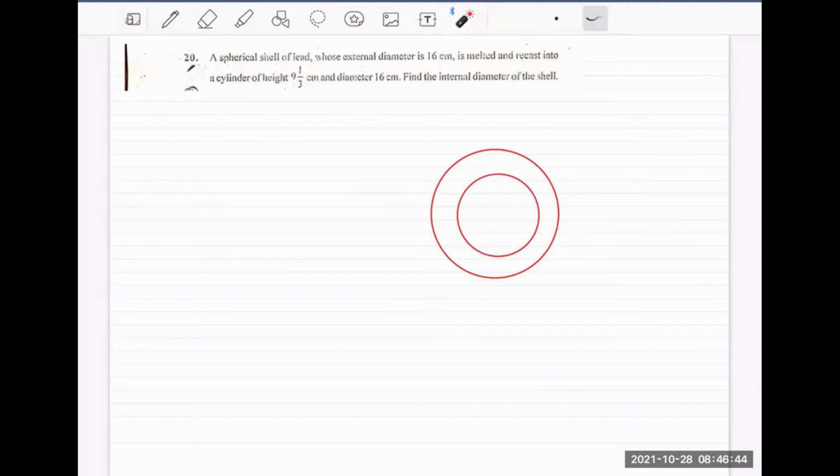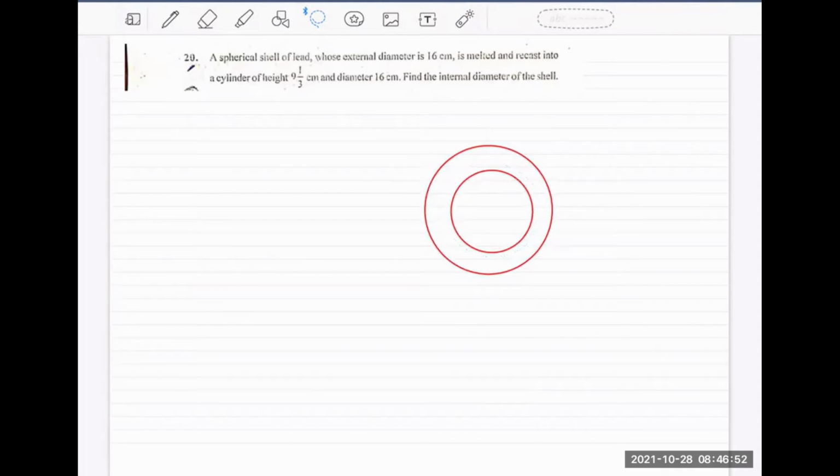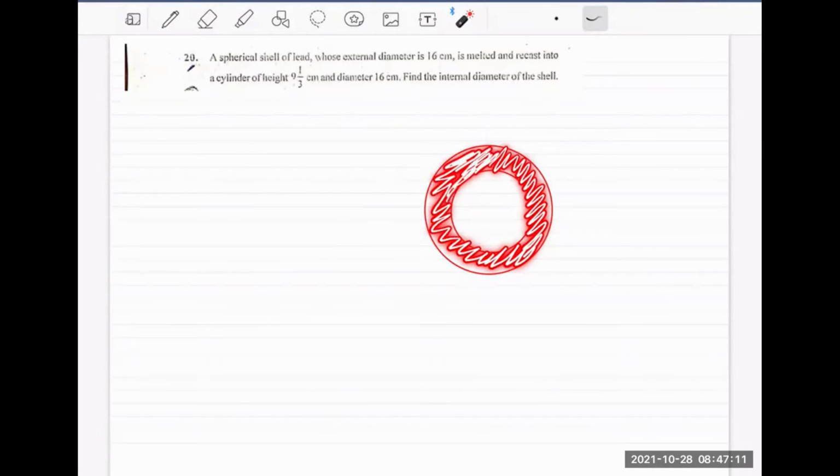Look, this inside portion right here is hollow. It says a spherical shell of lead, right? The lead is here. This portion is the lead. You know lead, right? The metal that is in your batteries. So the lead is in this portion right here, and this inside portion is hollow. It is nothing but air in there.